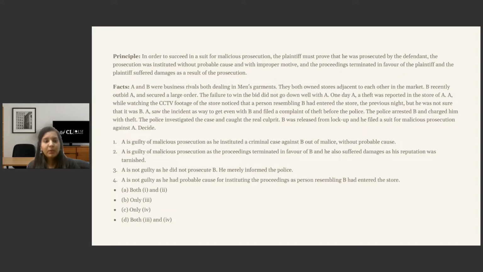Decide. So when you see, there are four options given. A should be guilty of malicious prosecution, A is guilty, and A is not guilty, and A is not guilty. So here the answer is A is not going to be guilty, but which option, third or fourth? When we see that, then we'll realize that yes, the answer should be B here, because there is only one where A is not guilty. A did not prosecute B. He merely informed the police, right?